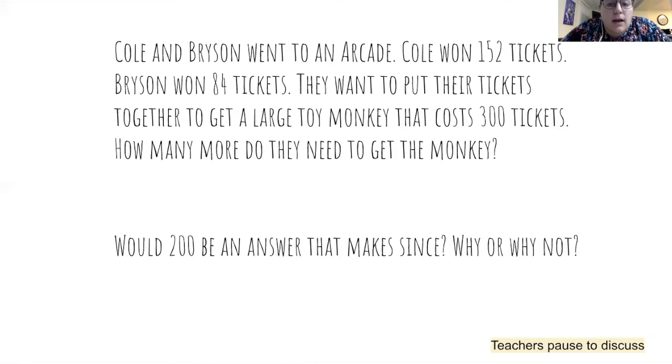So I want you to stop and discuss this problem and you're justifying the answer. So Cole and Bryson went to an arcade. Cole won 152 tickets and Bryson won 84 tickets. They want to put their tickets together to get a large toy monkey that costs 300 tickets. How many more do they need to get the monkey? So would 200 be an answer that makes sense here? And I want you to discuss why or why not.